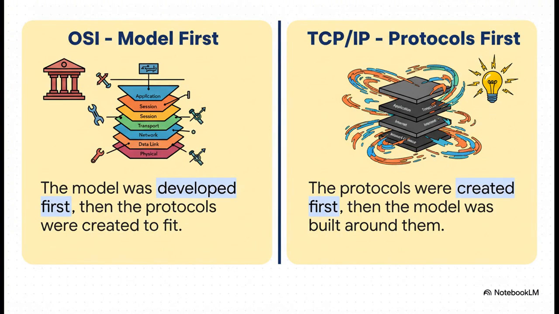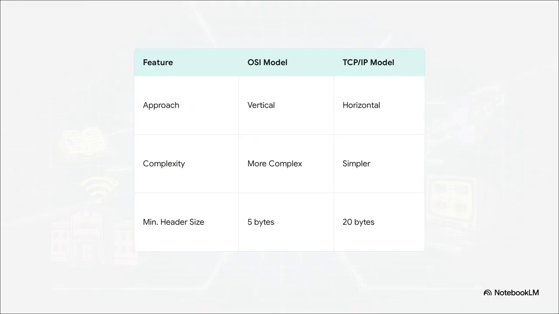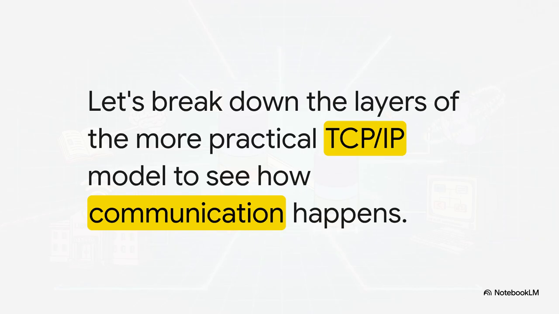And here's where they're totally different. OSI designed the theory first, TCP/IP built the tools, then the model. So, OSI is super flexible in theory since you can swap protocols, but TCP/IP is what's actually used. You can see a few other key differences here. OSI is more rigid, kind of vertical. TCP/IP is simpler. So how does the practical one, TCP/IP, actually get the job done?